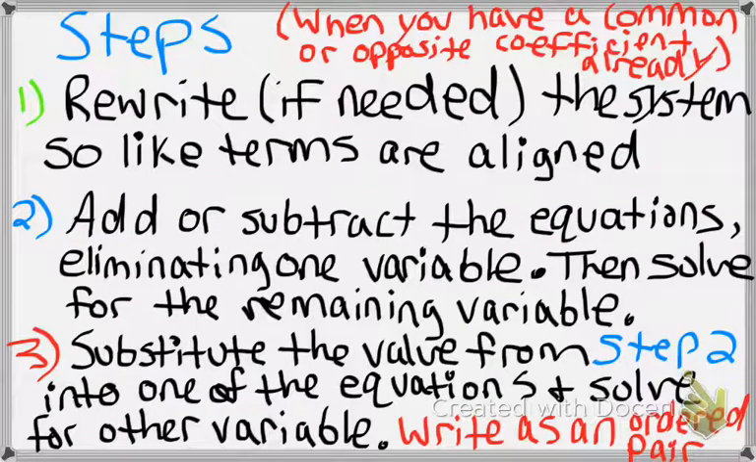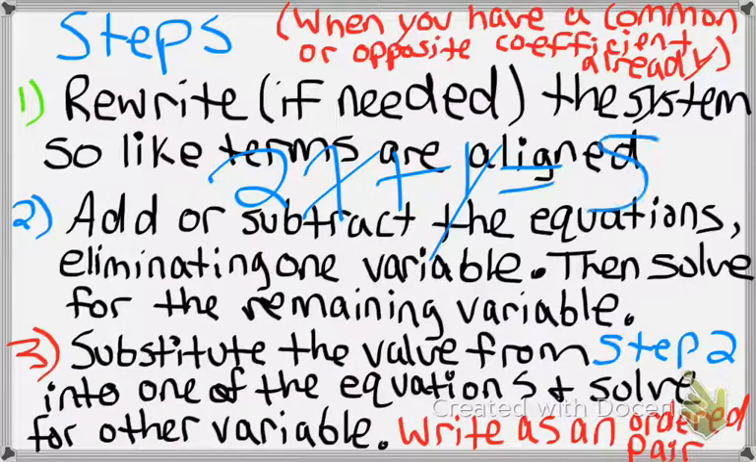All right, here are your steps. And this little tip I wrote up here is for part one. In other words, these are the steps you're going to do when you have a common or opposite coefficient already. Meaning, I'm just making this up off the top of my head, I'm going to write it on top real sloppy: 2x plus y equals 5. I'm just making that up.